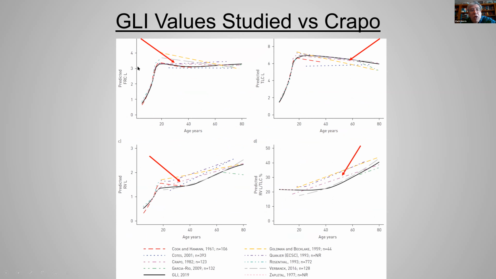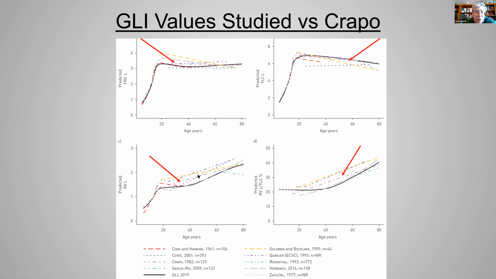Okay, well, we're going to skip the FRC so we don't interpret that one. But we'll start with the TLC over here. Okay, the GLI equation is the black line. Well, notice how Quanjer and the CREPO data here, CREPO is that little purple line that's almost right on top of it. And the Europeans use their little line right over here. So they're almost superimposed. So really between them for TLC, and notice also GLI stops at the same age every other author does, at the age of 80. Anything above there, you have to extrapolate on that one. So, you know, TLC, it fits pretty closely.